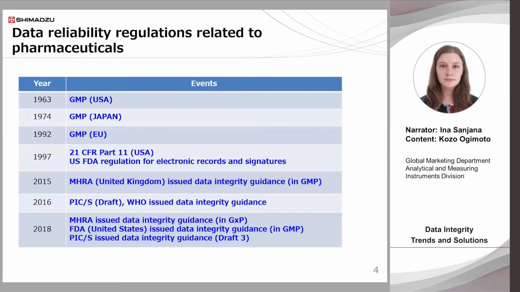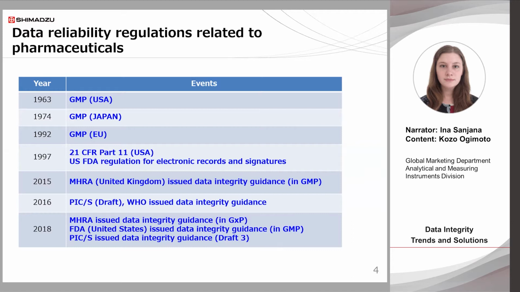This table shows guidance issued for pharmaceuticals. First, the basic GMP, or Good Manufacturing Practices, in the US were issued in 1963. Companies manufacturing pharmaceuticals within the US or exporting pharmaceuticals to the US are following these practices. Of course, in the R&D stages, they will need to follow the appropriate good laboratory practices and good clinical practices. Meanwhile, Japan's GMP was issued in 1974, and those for the EU in 1992.